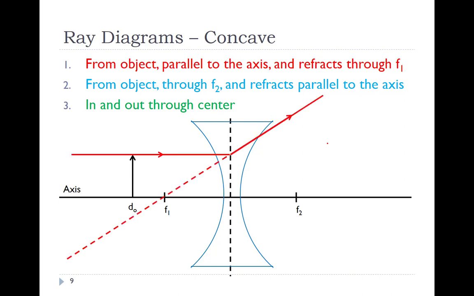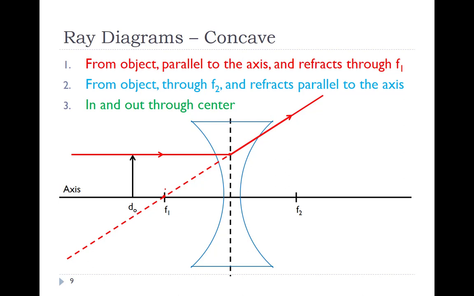The red ray comes in across the top of the object, parallel to the axis. When it hits the center of the lens, the direction is determined by the point where the incoming ray hits the center of the lens and F1. So you can see I connect those 2 dots and it turns and goes out this way. Okay. This line back here is dotted because it's not real. It's not something that's actually there. It's known as a virtual ray.